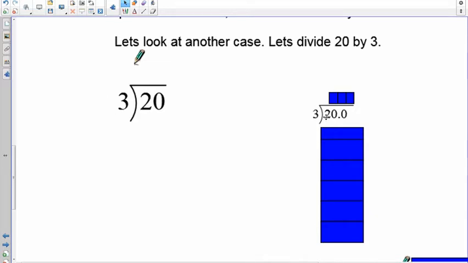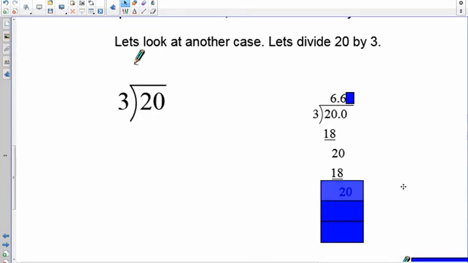3 goes into 2. It doesn't go in at all. So let's take a look at the 20. 3 goes into 20 6 times. And that is 18. But when you subtract that, you get a 2. Bring down the 0. Put your decimal up. 3 goes into 20 6 times. That's another 6. So now we have 6 decimal 6. Subtract, you get another 2. Bring down a 0. 3 goes into 20 6 times, and that's 18. Subtract it, you get another 2.